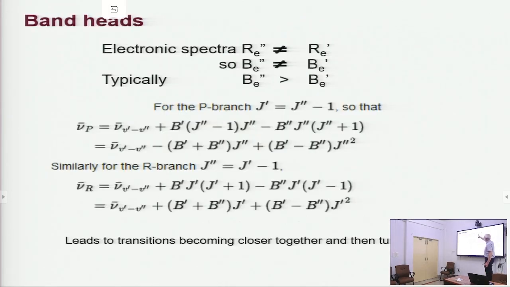So you have B_e in the ground state not equal to the excited state, sorry, the ground state is not equal to the excited state, and typically B in the excited state is bigger. So just doing this for a P branch here, you now have to consider different rotational constants. That's the difference to what we did before, where we assumed the two rotational constants were the same.